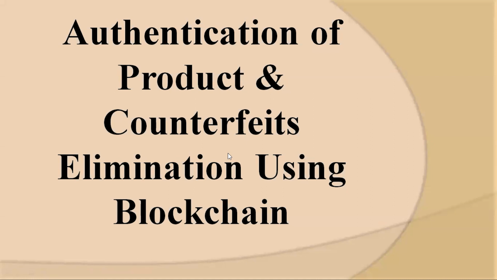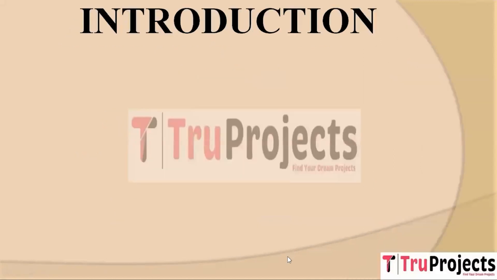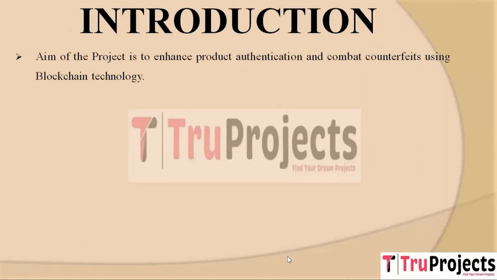Welcome to Two Projects. In this video, we are going to explain the project Authentication of Product and Counterfeits Elimination using blockchain. Introduction. Product authentication refers to the process of verifying the authenticity and origin of a product to ensure that it is genuine and not a counterfeit.